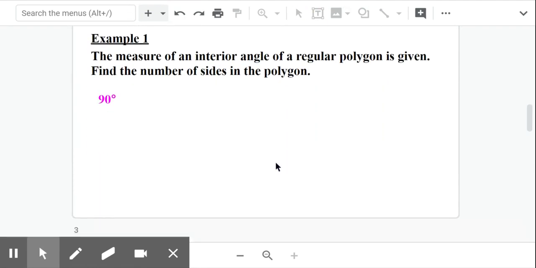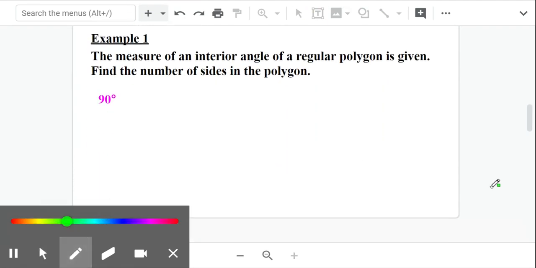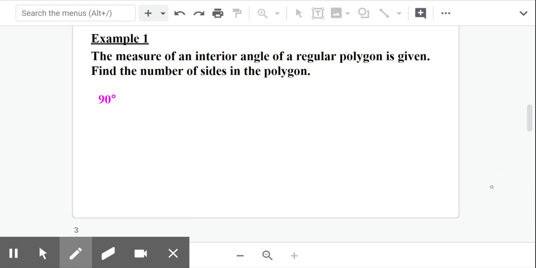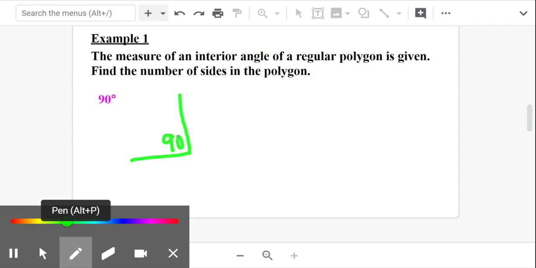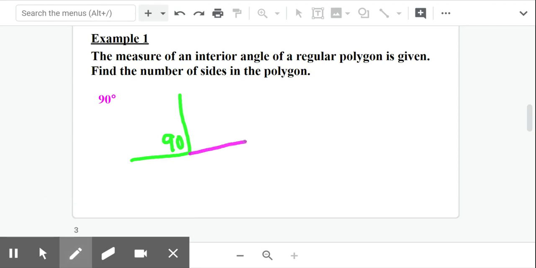All right, so we're going to go to example number 1. Example number 1 says the measure of an interior angle of a regular polygon is given. Find the number of sides in the polygon. So the first thing I would do is draw a pretend inside of a polygon. Now, we all know this is going to be a square, but this is how I would begin if I didn't know. And then I would draw an exterior angle. So this right here is my exterior angle.